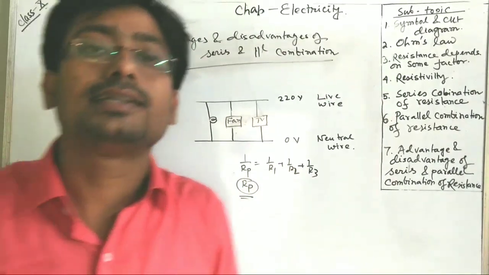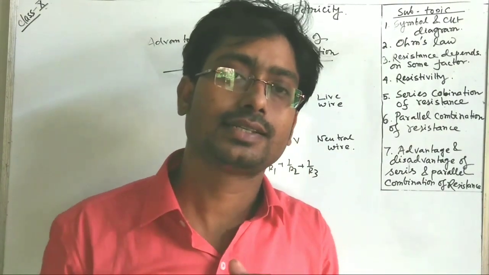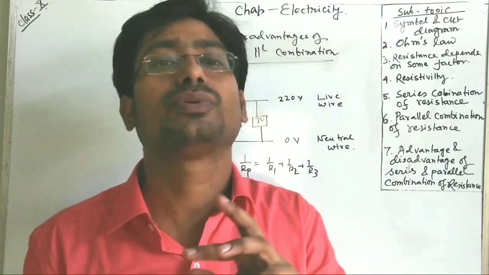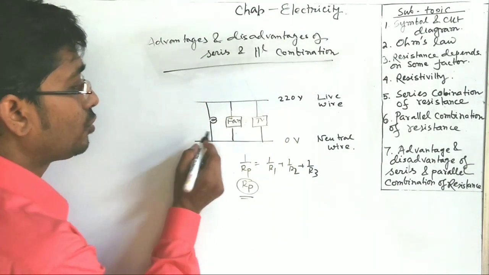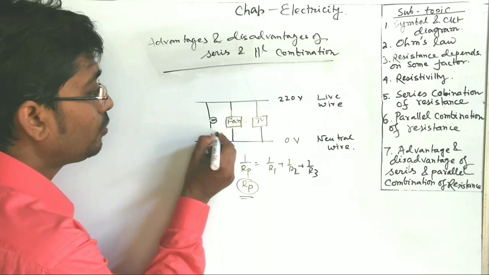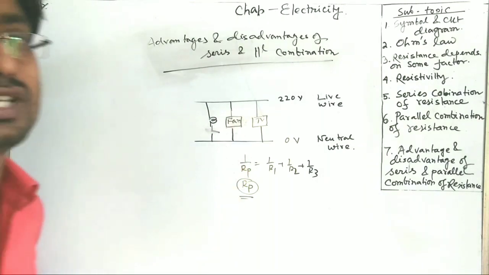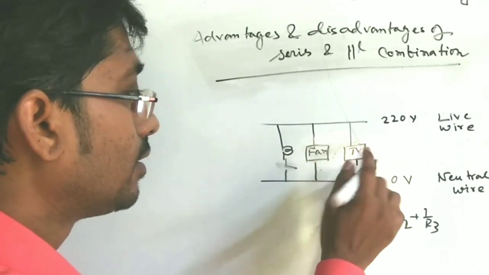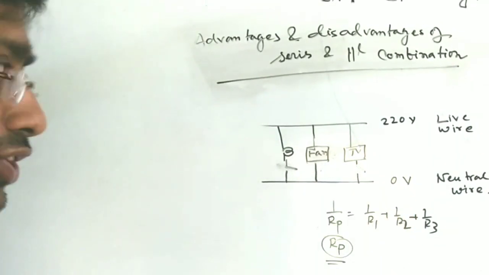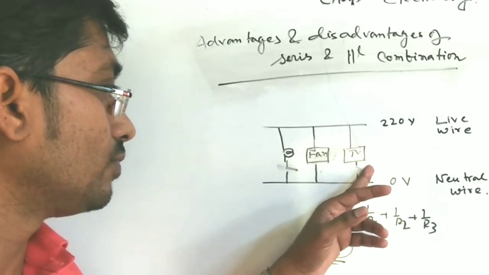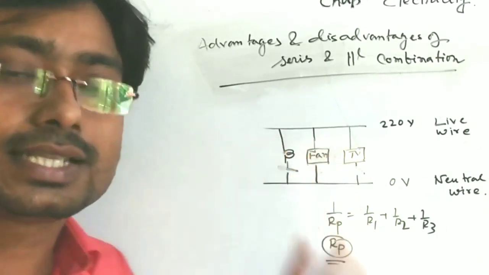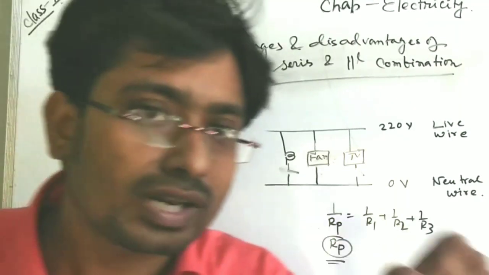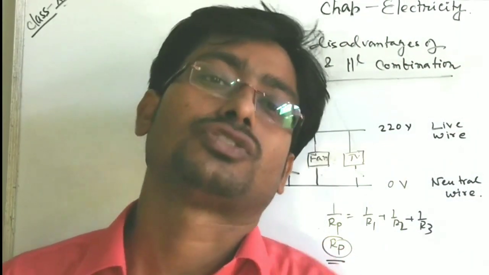And the third very important thing is that each and every appliance can have its own on-off switch in a parallel combination. Suppose we want to switch off this bulb; we can do that while keeping the fan switched on. Again, we can switch off the TV, and it will not affect the fan. If it is switched off, it can be switched on again. But this cannot be achieved in a series combination. In a series combination, if you switch off one appliance, the remaining appliances will be switched off.